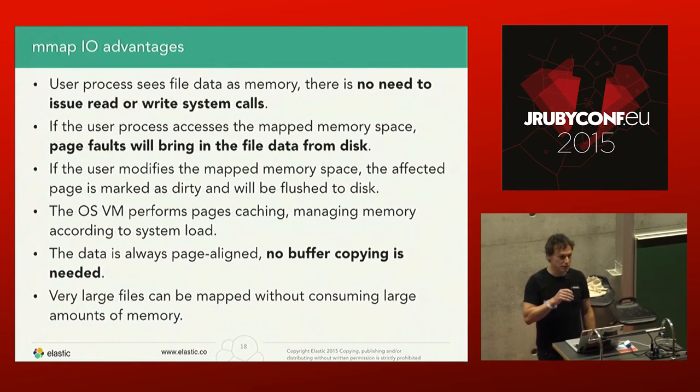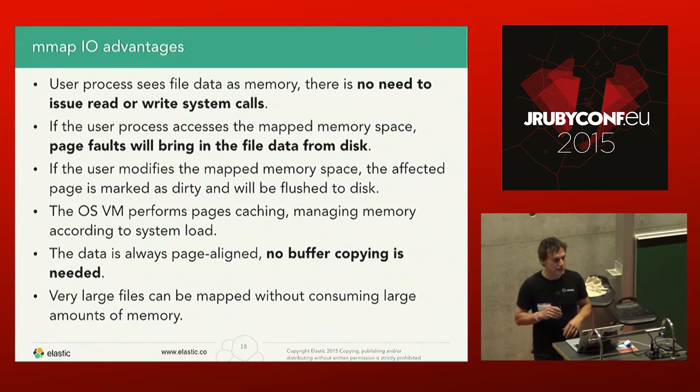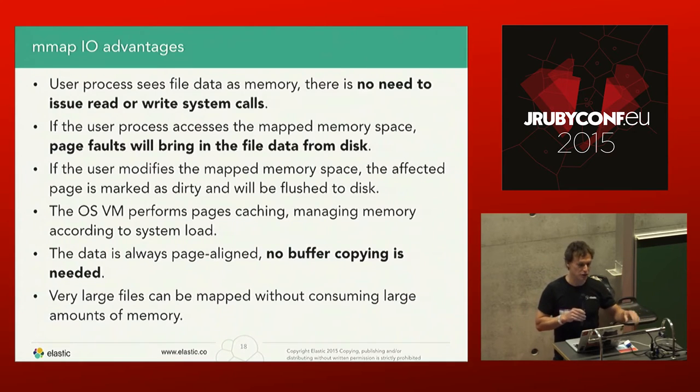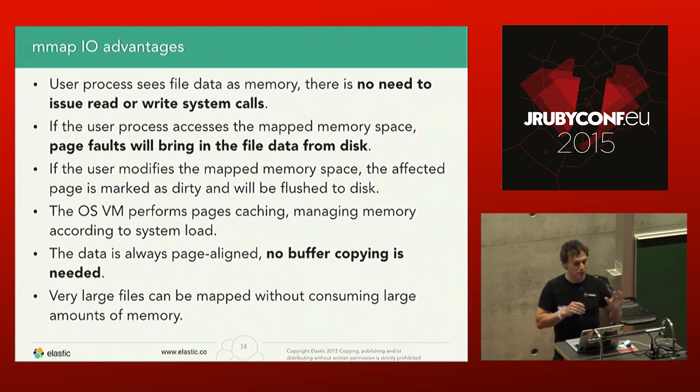Okay, so some of the advantages of using memory mapping. You see the file as plain memory, like I said, as a byte buffer. There's no need to issue reads or writes. If you get bytes from that memory space, there are going to be page faults in the OS that will bring the file data from disk to these memory areas. If you put bytes or modify the memory mapped space, these pages are going to be marked as dirty and flushed to disk eventually. So the OS is going to be performing the caching and managing memory according to system load and available memory. One of the important things is that the data is always page aligned, so there's never buffer copying required. This is probably one of the biggest benefits. Also, very large files, I think up to 4 GB, can be mapped without consuming a large amount of memory, because the data is pulled in as needed.